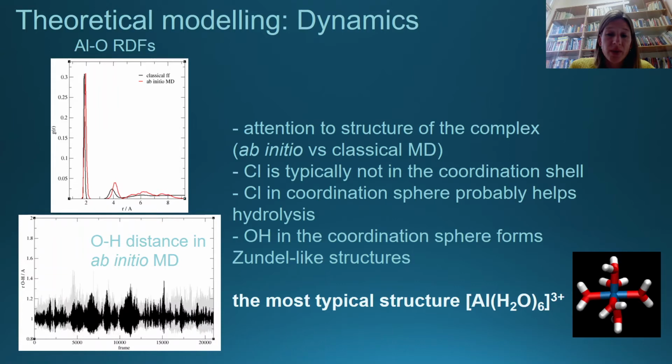What I have learned from the simulation is that the chloride atom is typically not in the coordination shell, and if it is present, it most probably helps the hydrolysis. When I placed the hydroxyl group directly into the coordination shell, I observed the formation of Zundel-like structures. Therefore, the hydroxyl is bound to the water in the second solvation shell, and from all of this I can conclude that the most typical structure of aluminium chloride in solution is the aluminium hydroxy aqua complex.